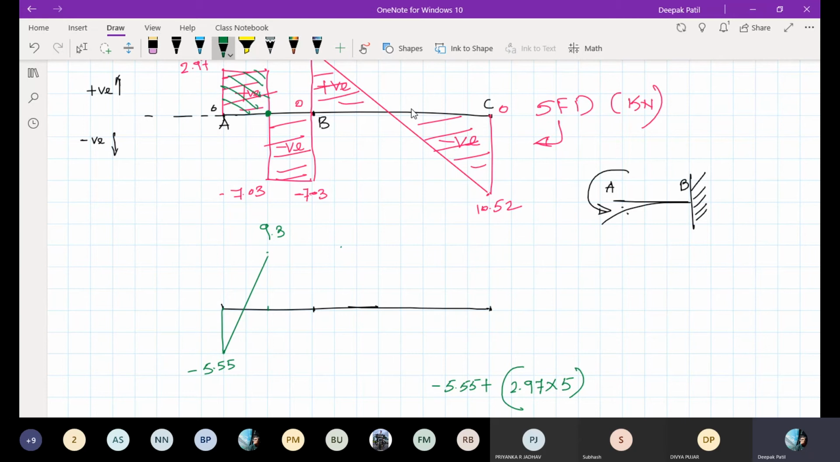Now I have to draw the bending moment MBA. For that, I will assume A as fixed now. Let me make A fixed. What is the value of MBA? 26.38. Plus means it is clockwise, right? So I have to write it as clockwise.